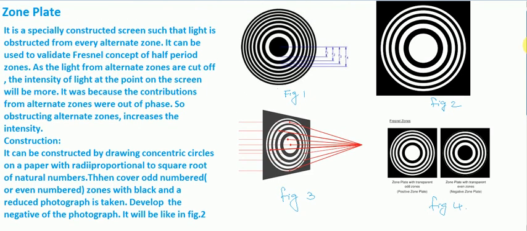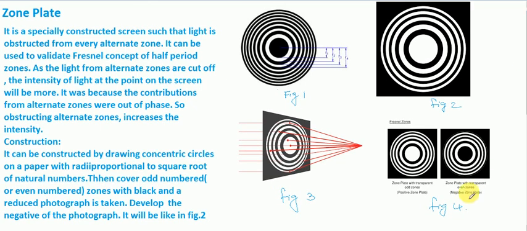What we made is known as a positive zone plate. In the reverse way you can also make what is called a negative zone plate. We can see in figure 4, positive zone plate and negative zone plate. So it is easy to construct a zone plate: draw concentric circles with radii proportional to the square root of natural numbers, take a photograph, develop the negative, and that will be a zone plate.